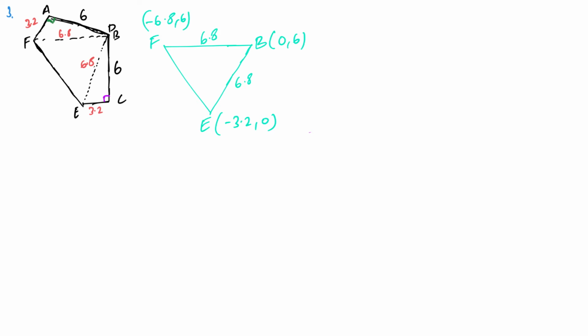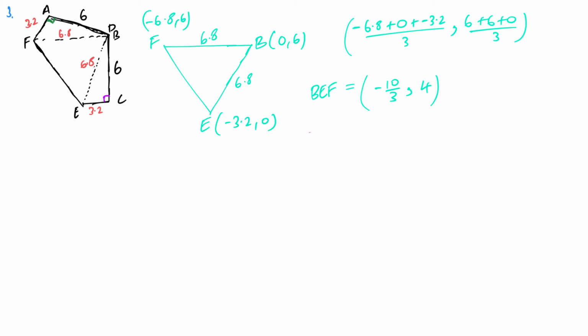So really it was only that first triangle that was a bit more challenging. So looking at my x's, minus 6.8 plus 0 plus minus 3.2 over 3, and looking at my y's, we've got 6 plus 6 plus 0 over 3. So that is going to give me minus 10 over 3 for the x's and 4 for the y's. And that is, of course, triangle BEF there.